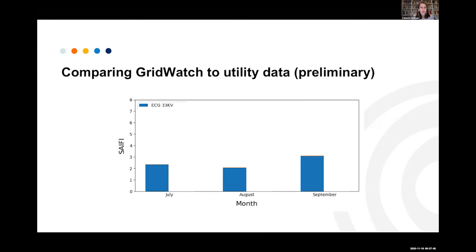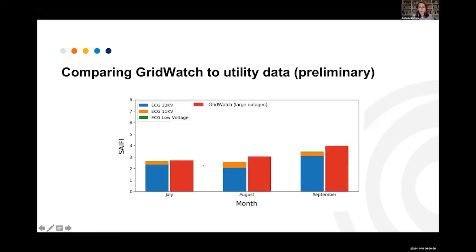If you break that down, ECG, the utility, has identified that a lot of those outages are at the 33 kV system or higher, so what we would consider high voltage outages. So either a big failure at a substation or some kind of load shedding. There's a much smaller component at the medium voltage level. And then you can probably barely see this, but there's a tiny green sliver here, which are the outages that they've identified that are associated with the low voltage network. So this is the information that the utility company is collecting. This is the information that they're using to make decisions about how many upgrades to do and where to deploy their trucks. So let me show you what we're seeing from the GridWatch devices.